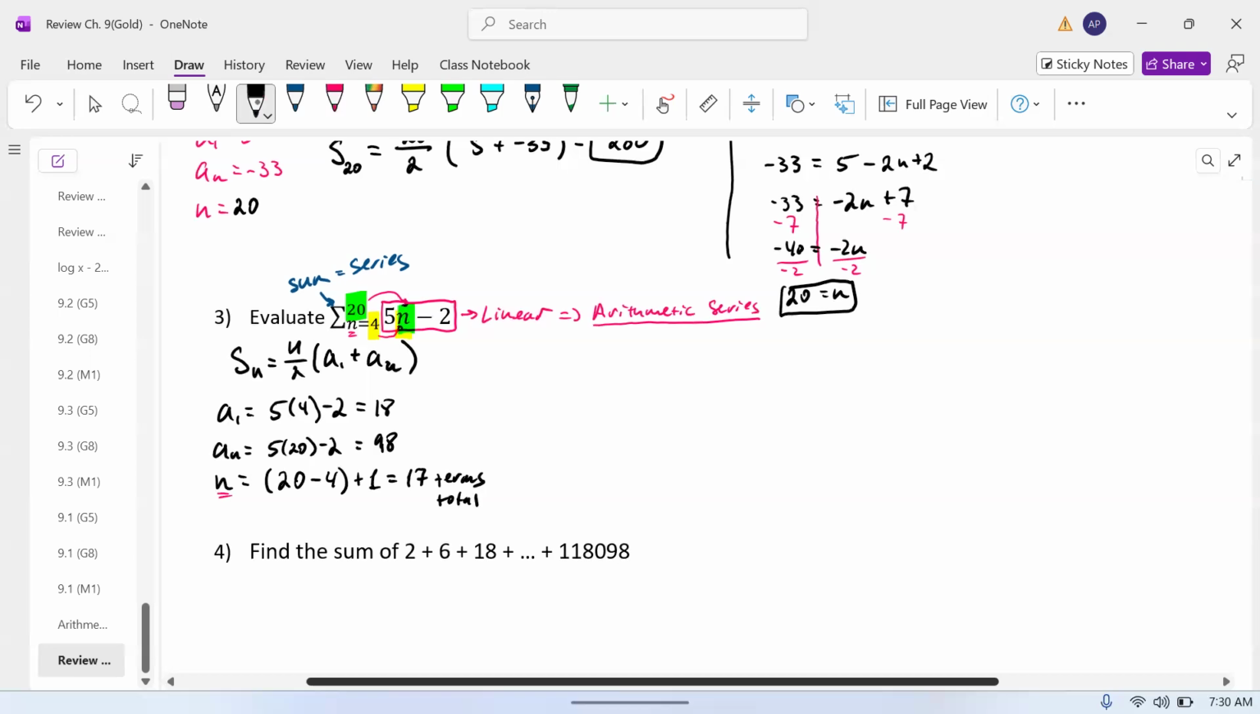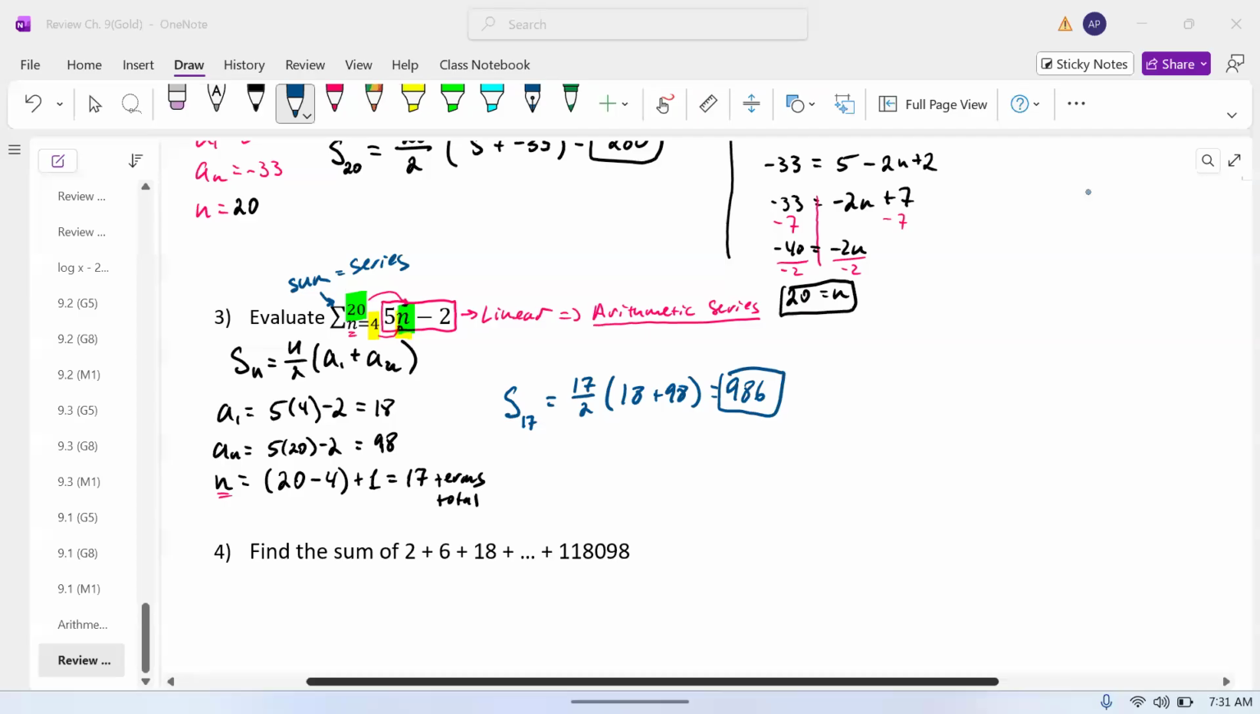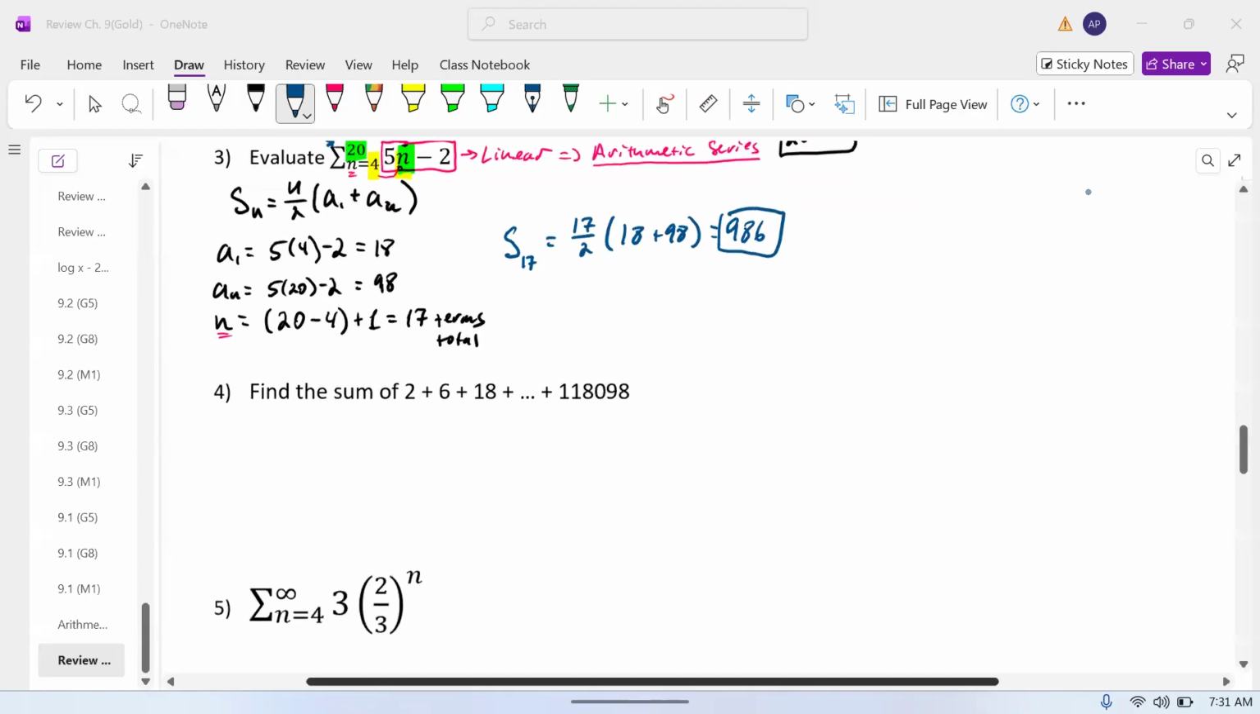So having all of these numbers, we're going to substitute them into our summation formula, and then we're done. So it's S sub 17. So that means that we're adding 17 terms. And then it's going to be 17 divided by 2 times 18 plus 98. And then we just calculate this result. So we calculate this and we get 986 as the final result. All right, let's continue on.